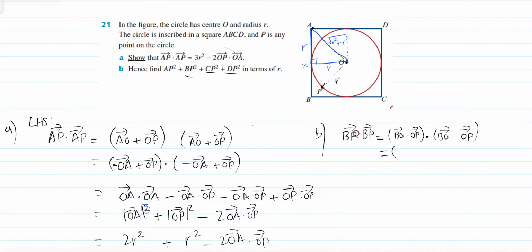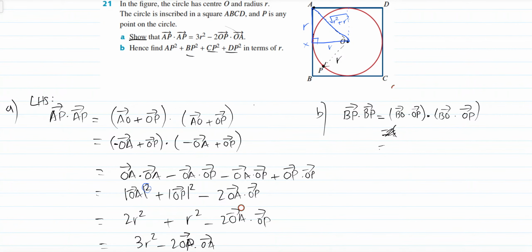And the end product is, I'll just do it quickly here. You're just replacing every OA with an OB, and that's it. So for this, we should get 3R squared minus 2 OP dot OB. So essentially, every time you see an OA, you replace it with B, and you should end up with your answer. Okay, so that's what BP squared is. We do the same thing for CP squared, DP squared. You can take a shortcut really, because this is essentially the same.